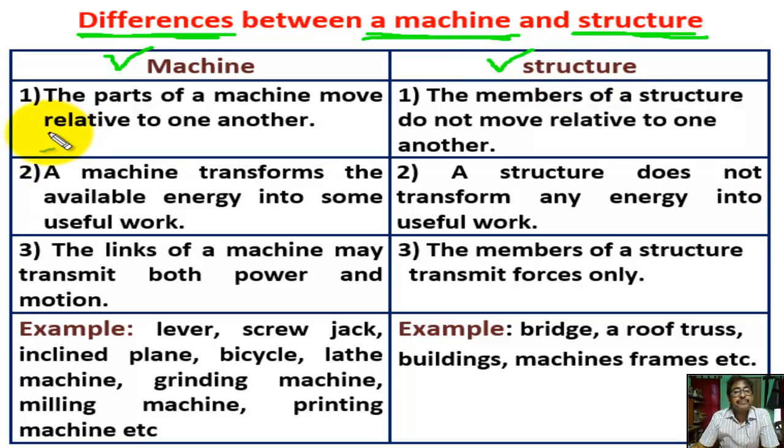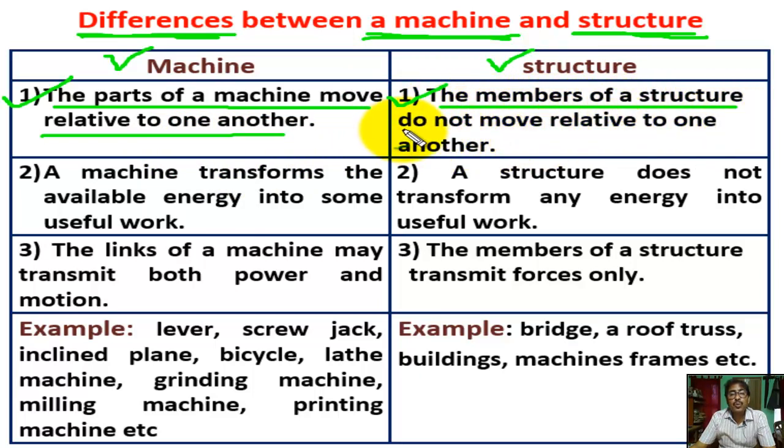Okay, now number one difference. In machine, the parts of a machine move relative to one another. একটা মেশিনের পার্টস গুলোর মধ্যে রিলেটিভ মোশন থাকবে, relative motion exists between parts. In structure, number one, the members of a structure do not move relative to one another. There is no relative motion between its parts or members.